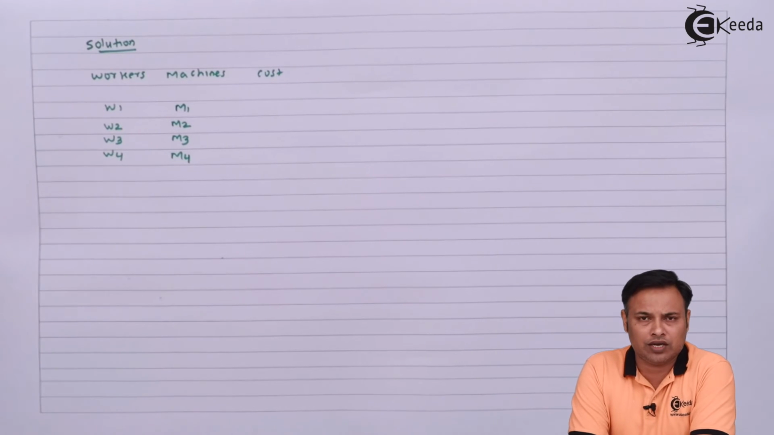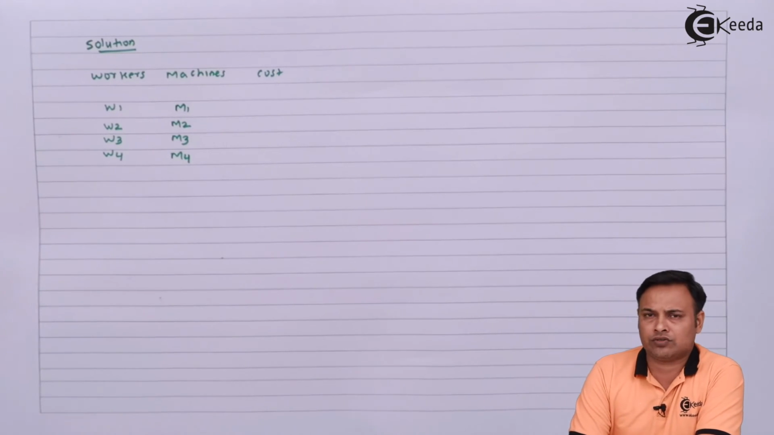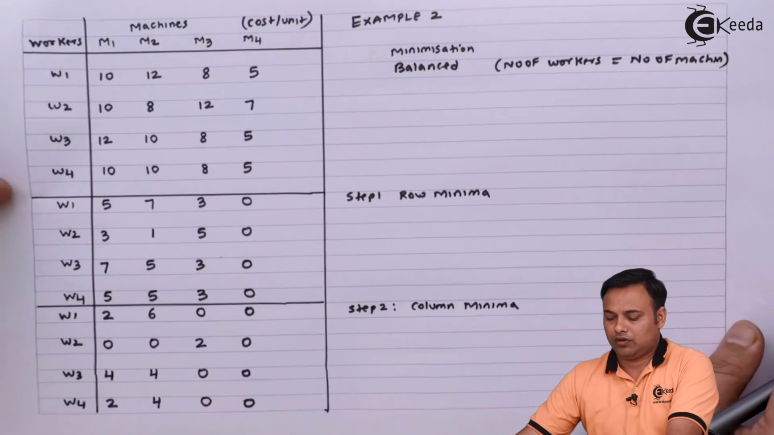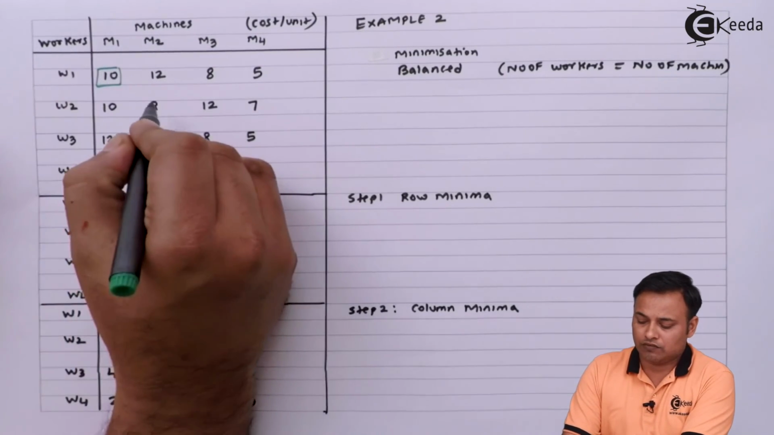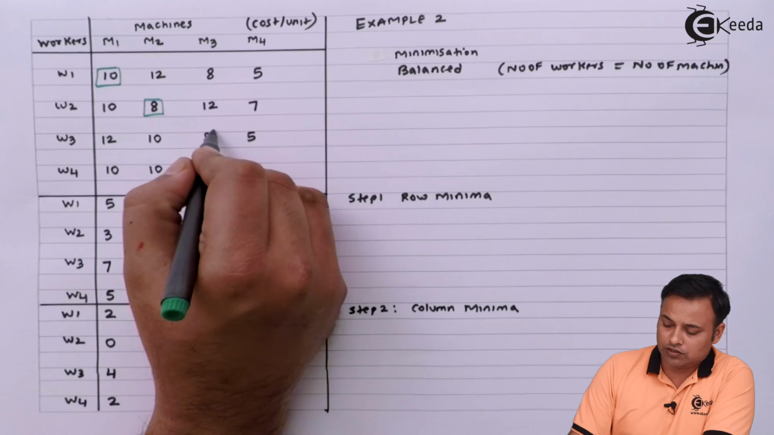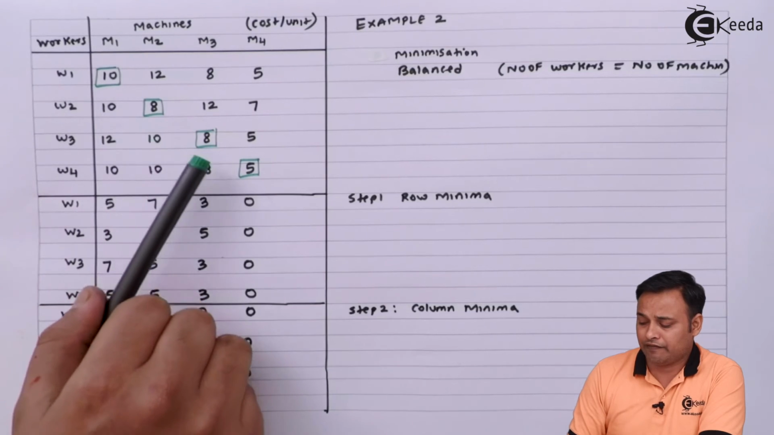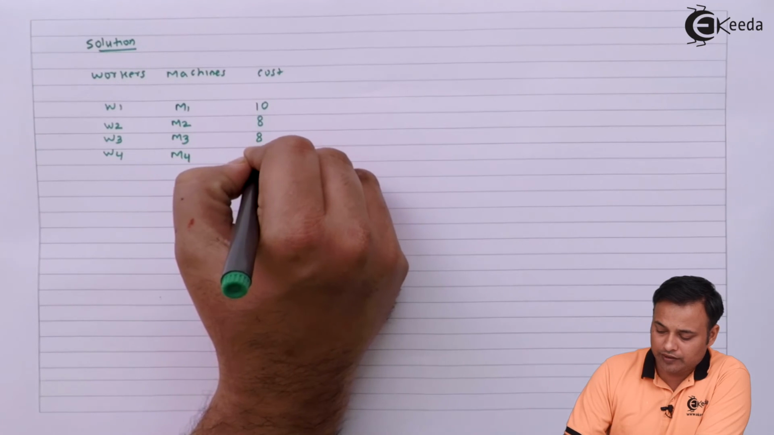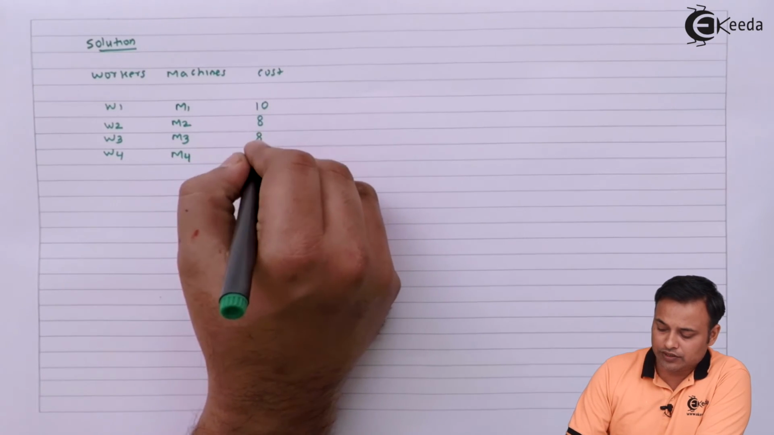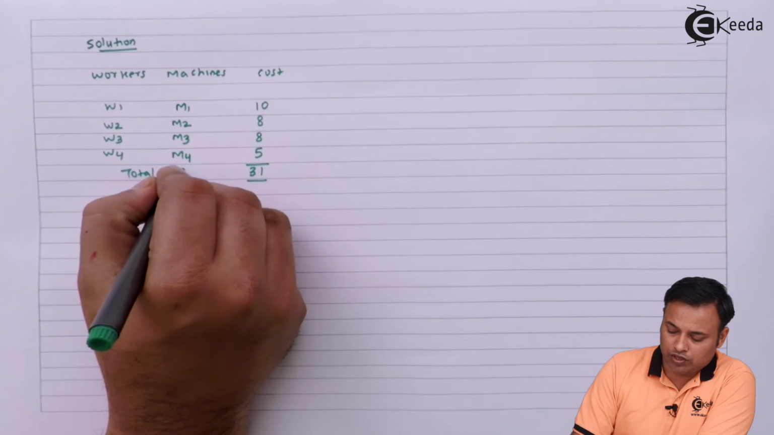It is not necessary that in every sum the machines will be allocated or assigned in the same order in which the machines are given. Now what is the cost associated? Let's look at the original question. Now this is my original question. Here we have worker 1 machine 1, worker 2 machine 2, worker 3 machine 3 and worker 4 machine 4. 10, 8, 8, 5, which comes to 15 and 16, 31. That will be my total cost.